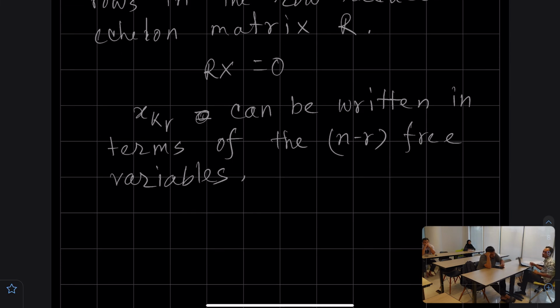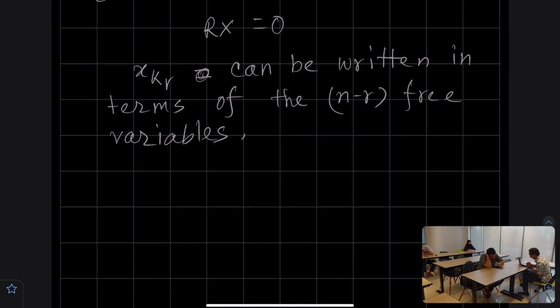Free variables, right? So that means Rx equal to 0 has a non-trivial solution. And since Ax equal to 0 is equivalent to Rx equal to 0, that means Ax equal to 0 will have exactly the same solution as Rx equal to 0.